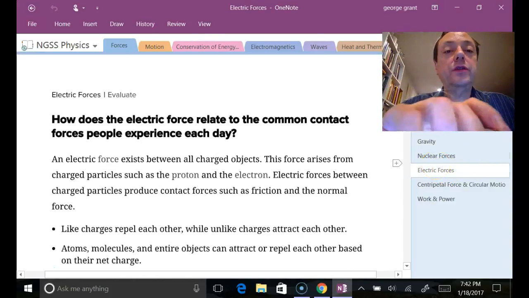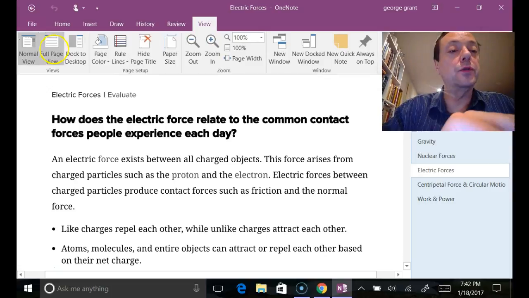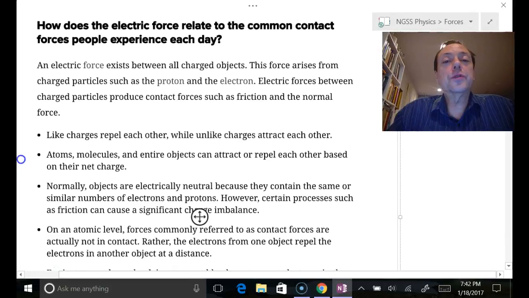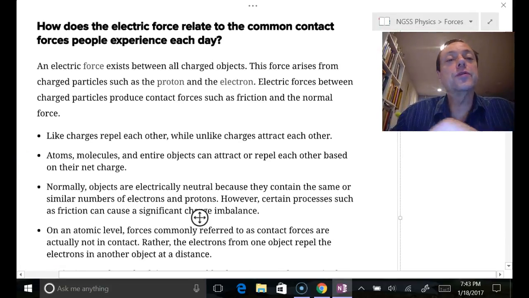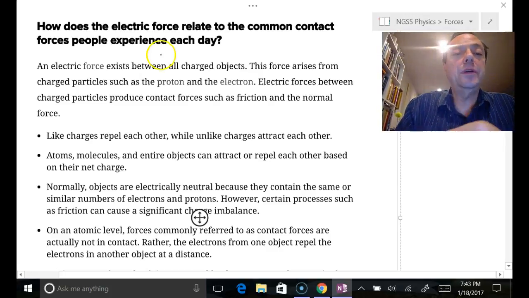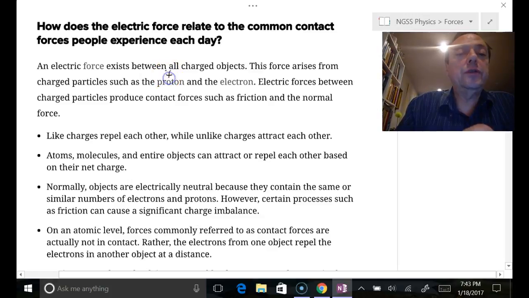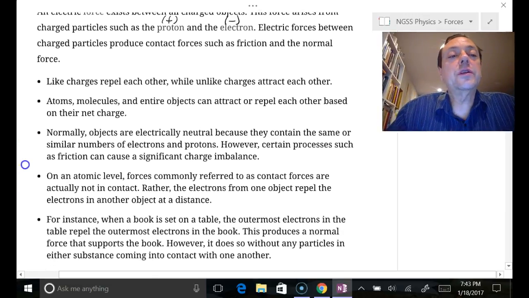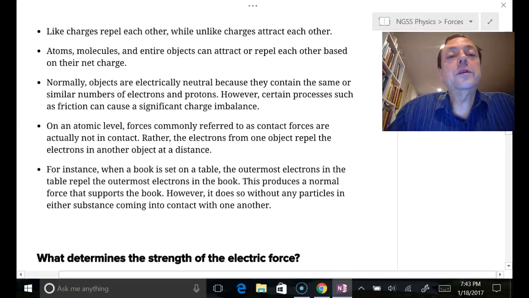Okay. Let's take a look at electrical forces. How does the electric force relate to the common contact forces people experience each day? An electric force exists between all charged objects. The force arises from charged particles such as the proton and the electron, right? Positive charge, negative charge. Electric forces between charged particles produce contact forces such as friction and the normal force. Like charges repel each other, while unlike charges attract each other.